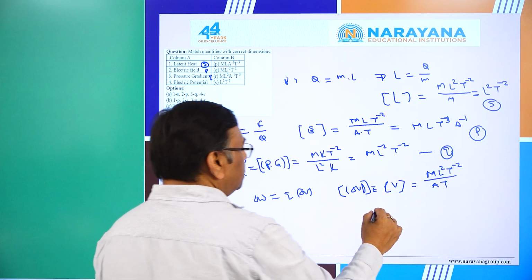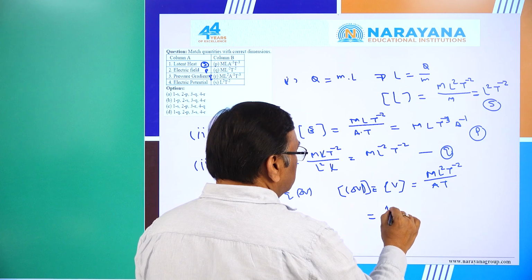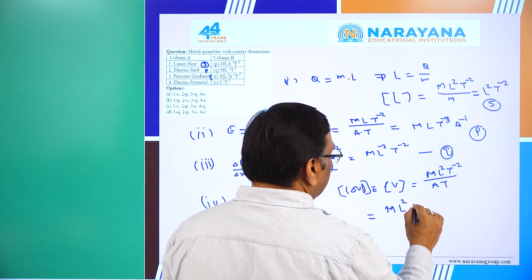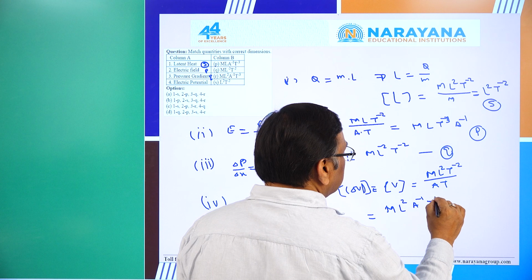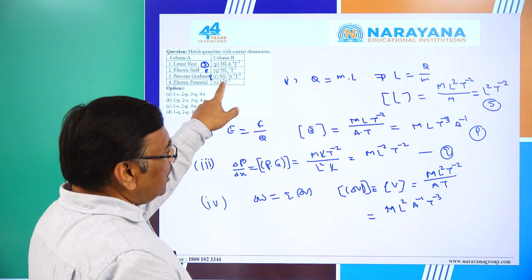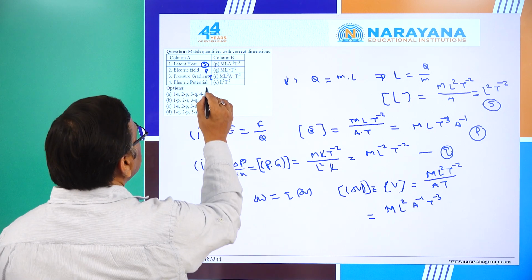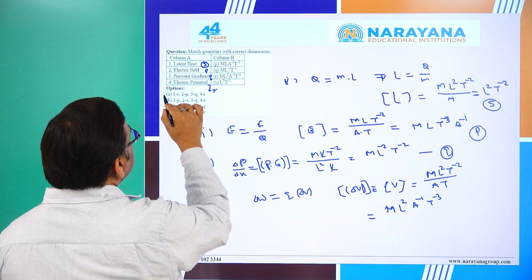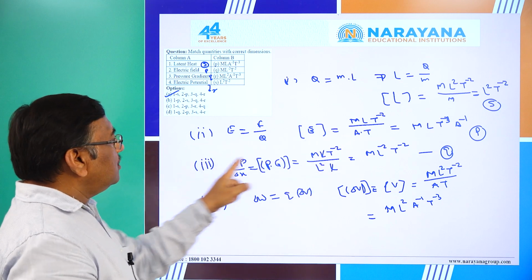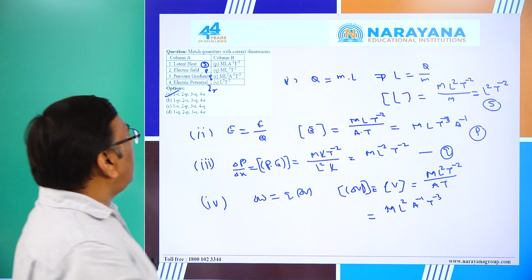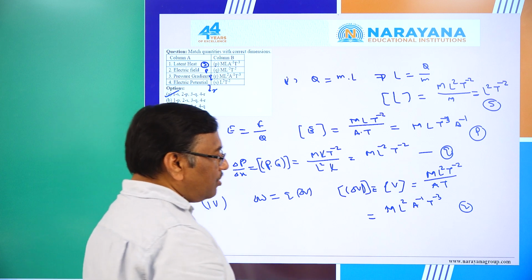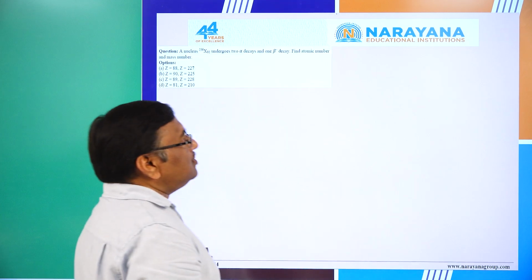The moment I go with this A into T, what is my dimensional formula for V? It is going to be M L square T minus 3 A minus 1. Do we get anywhere? So what is left over here? It is M L square A minus 1 T minus 3. It is going with R. That means the first option is the right answer for this. So 1 goes with S, 2 goes with P, 3 goes with Q, and 4 is going with R. So that is the matching for this. Again, it's a simple one. The moment you remember the formula, you can go for the question. Go for the next question now.